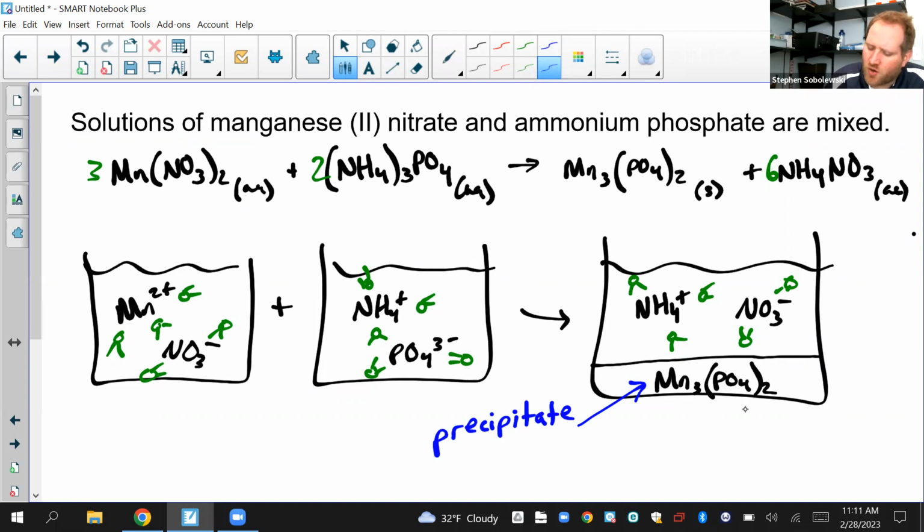Another term you should know is spectator ions. The spectator ions are the ions that start out aqueous and end up aqueous. Notice the ammonium and the nitrate didn't actually do anything in this reaction. They started out randomly floating around in water. They ended up randomly floating around in water. So they just kind of watch a reaction take place, kind of like how the spectators at a sporting event don't really participate. They just sit around and watch.